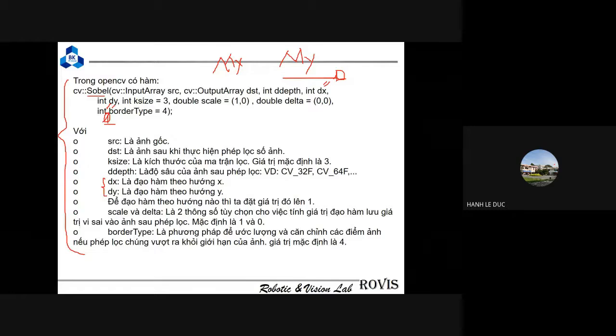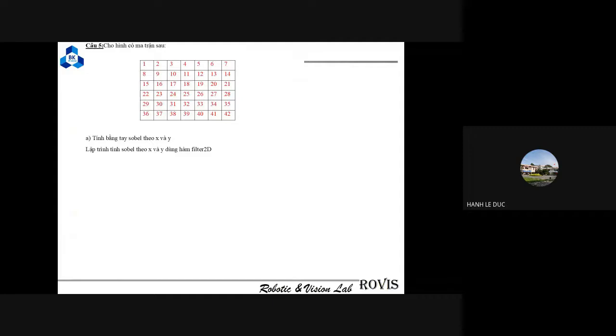For example, I give you this picture. Let's do the Sobel x and y by hand, and then use the OpenCV function to check the result. So let's do the example.